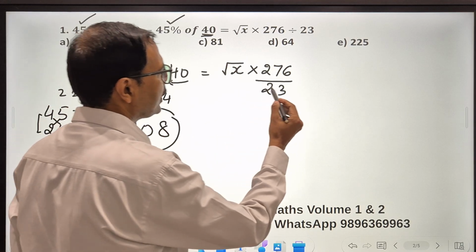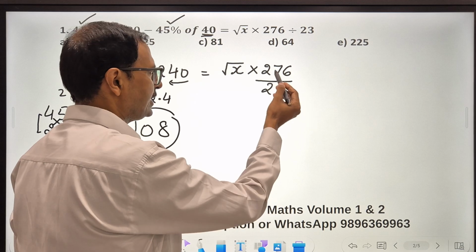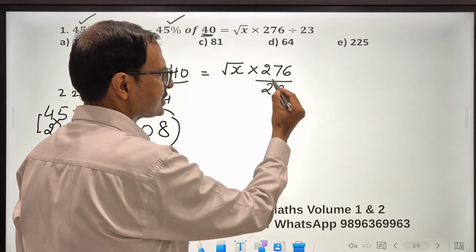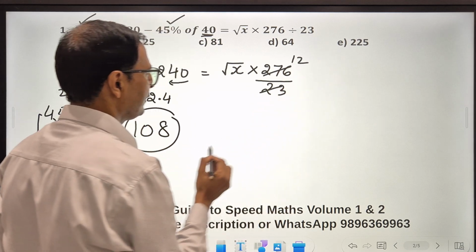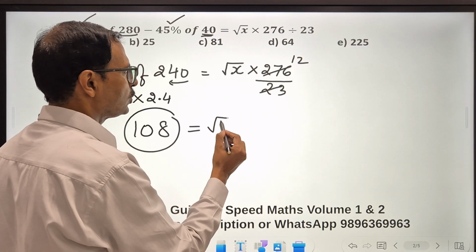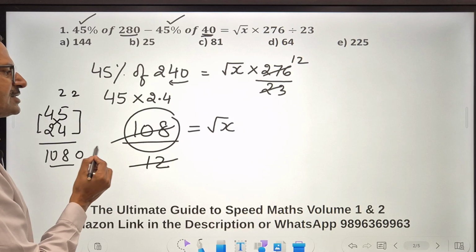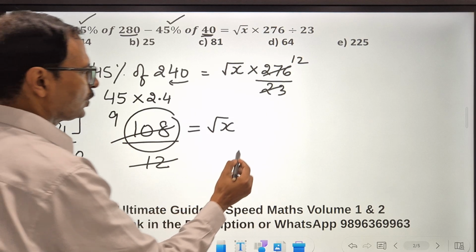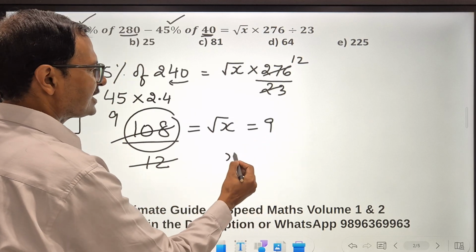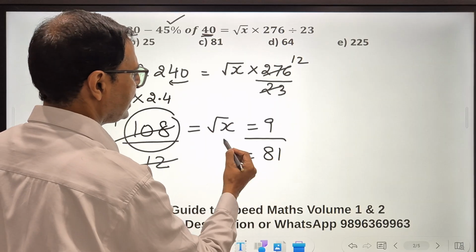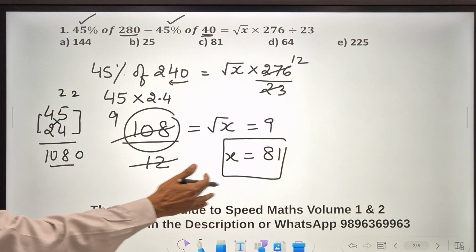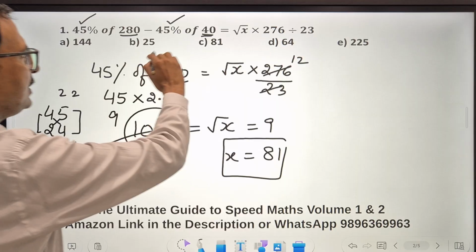On the right hand side, 23 10 times is 230 and we are left with 46. So exactly 12 times, right? So 108 is root x times 12. 12 comes down here, cancels 108 9 times. So root x becomes 9. x becomes 9 square, that is 81, which is the answer for the question. Where is the correct option? A, B, C.